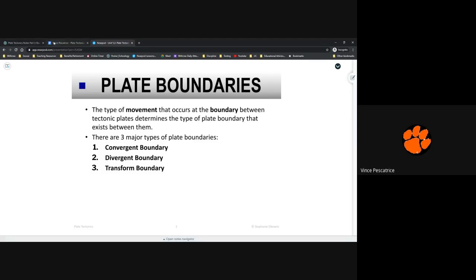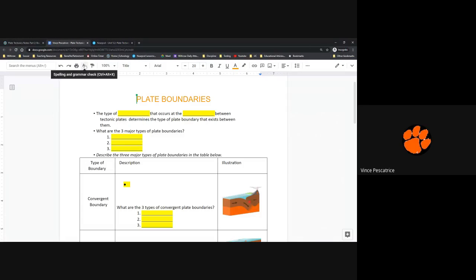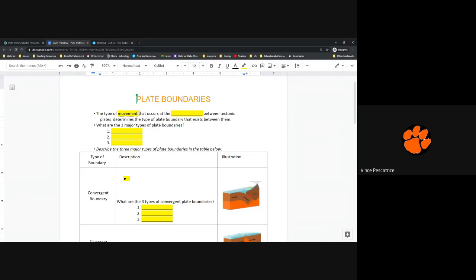So, like I said, I bold, underline, or highlight things that you need to write down. So in here, the type of movement that occurs at the boundaries between the plates determines it. Three major types of plate boundaries are convergent, divergent, and transform. Typing is hard. All right, there we go.